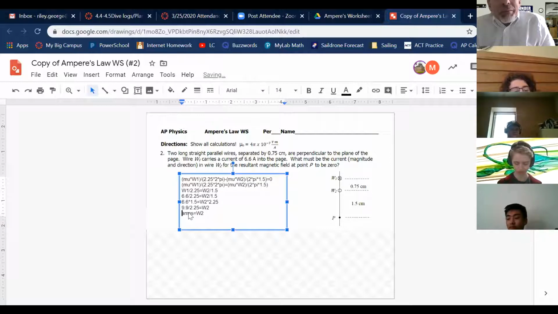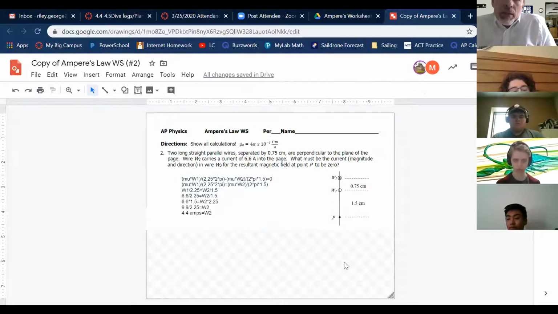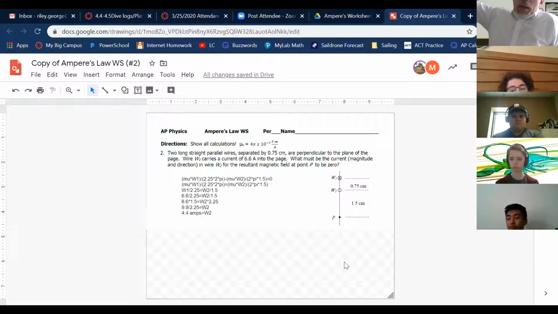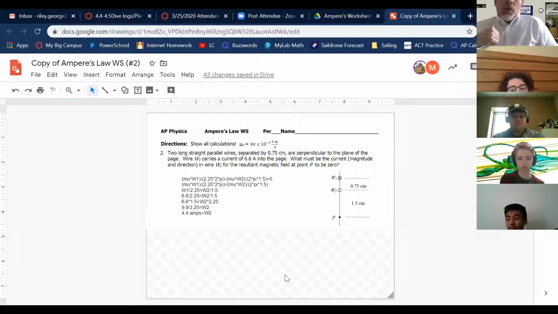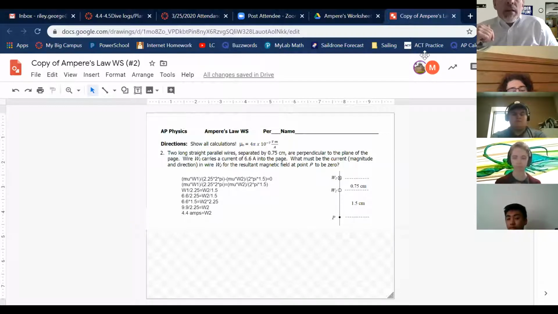Okay. So in addition, what I did was I drew on the picture at point P from W1, by using the right-hand rule, I would have a B vector, a magnetic field vector, pointing toward the left. And then from W2, I have to cancel that. That means there would be a B vector pointing to the right, which helps you figure out the direction. So there's one more question in this, Riley. You had to figure out which direction is that 4.4 amperes.